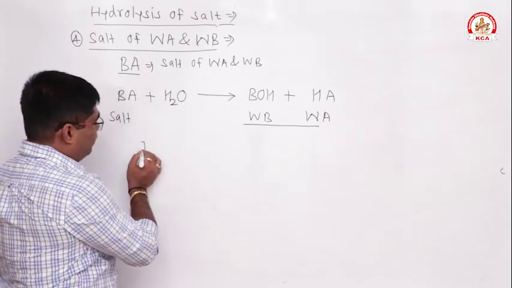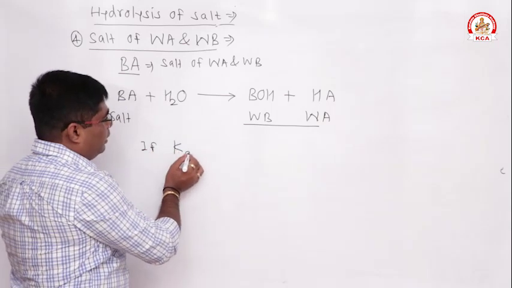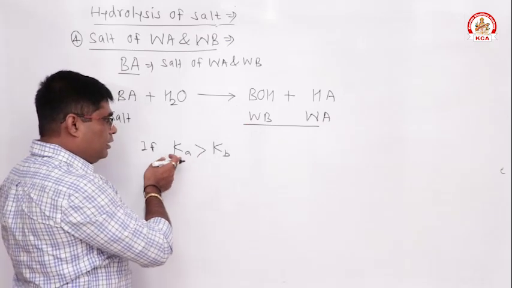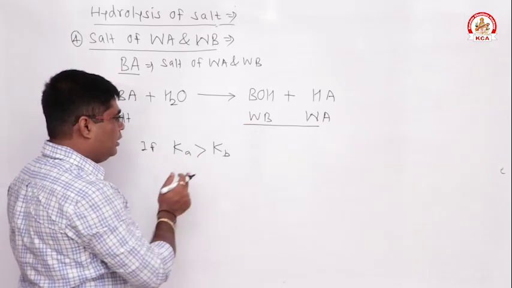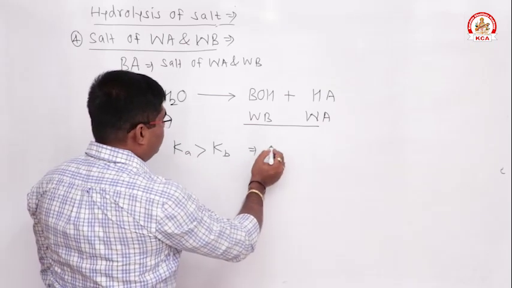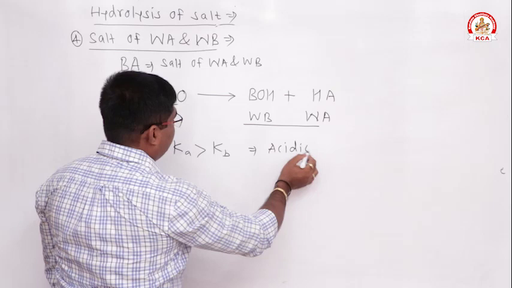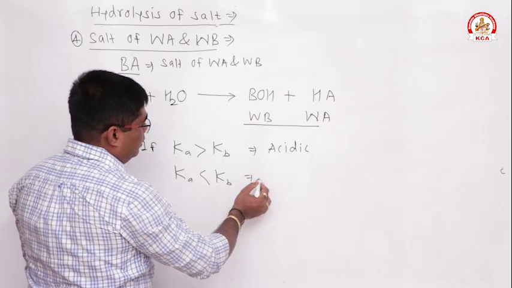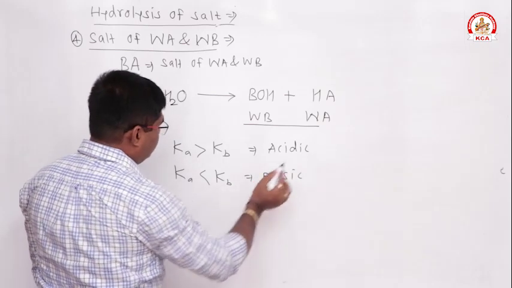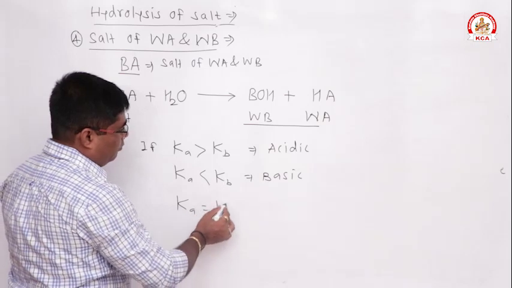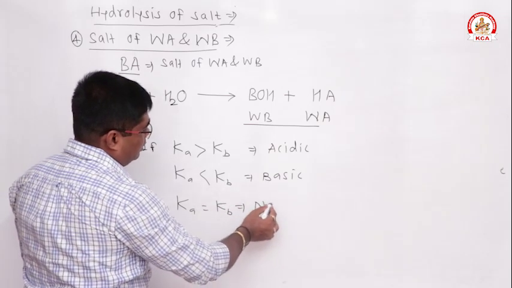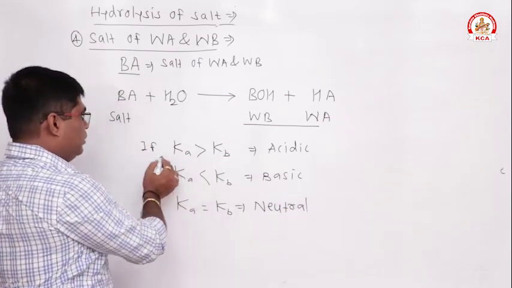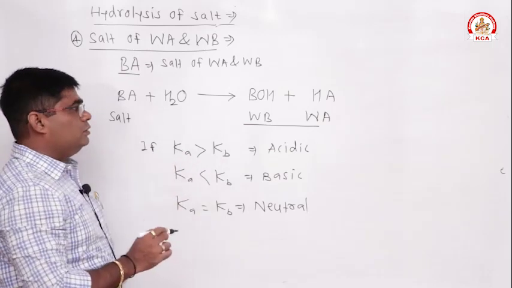For example, if Ka is greater than Kb, in fact both are weak, but generally Ka is greater than Kb, nature of this solution is acidic. If Ka is less than Kb, its nature is basic, and Ka equal to Kb, what is its nature? It is neutral.